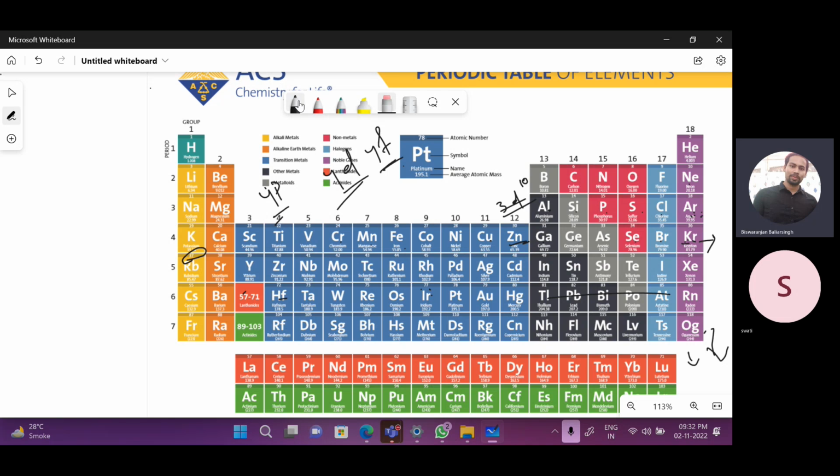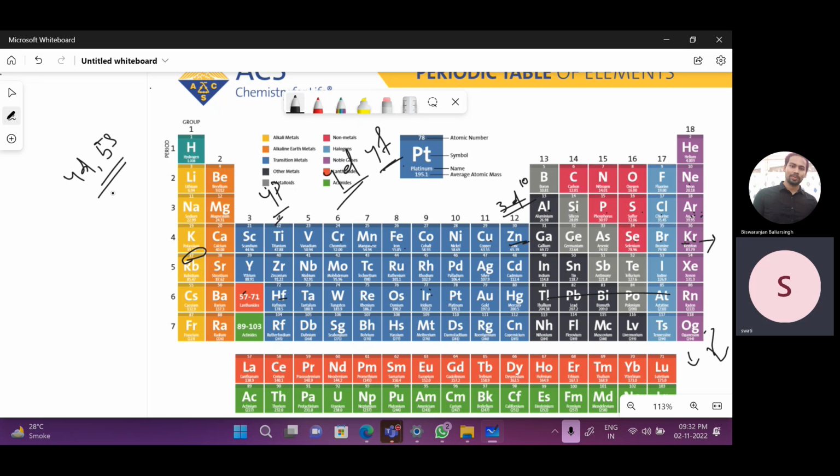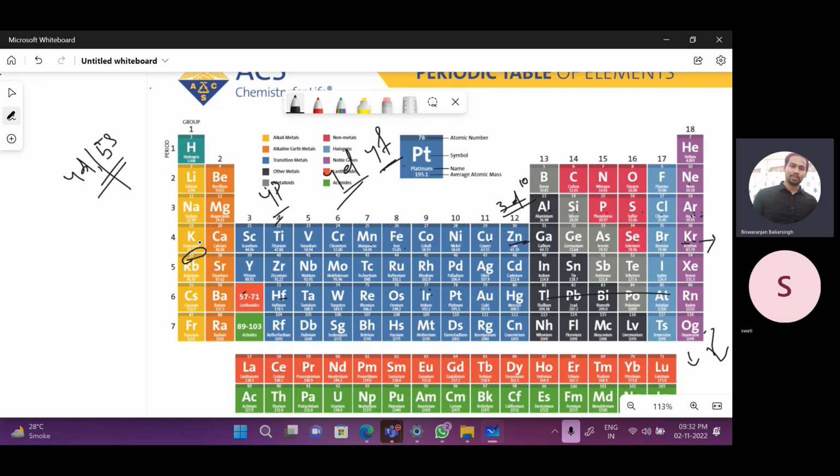So the electron will go to where? 4d or 5s? 5s. So the electronic configuration of these are krypton 5s1, 5s2. Here comes 4d versus 5p, because 4d and 4f were left in the 4 shell.